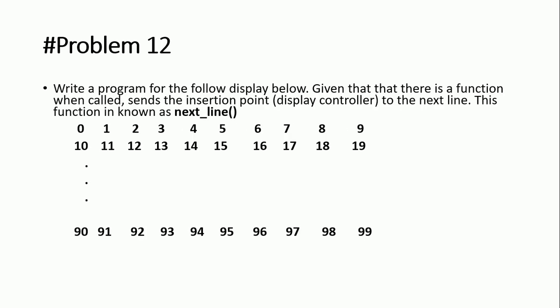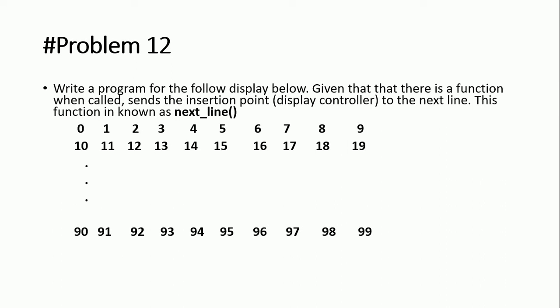Now we have a program, and we are supposed to write a program, not to follow the display below, but more or less to help us write something like this on the screen. It's raining, so that's how come we have this question, with droplets over here. Given that there is a function which sends the insertion point, or display controller, to the next line, the function is known as next line. So we have something like this.